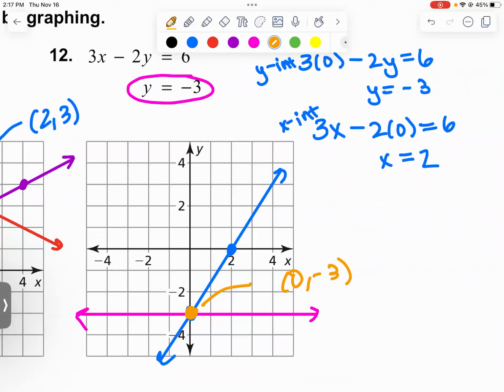Wait, but if you put that in, it doesn't have to. Eli, don't say anything, because he's not doing anything. So if you put in 0 for x and -3 for y, you don't get 6? Okay. Okay, DJ.